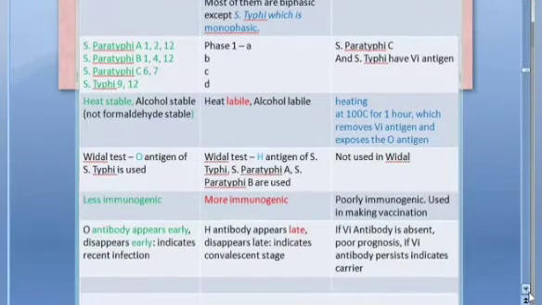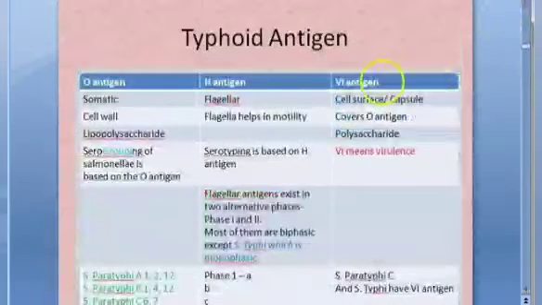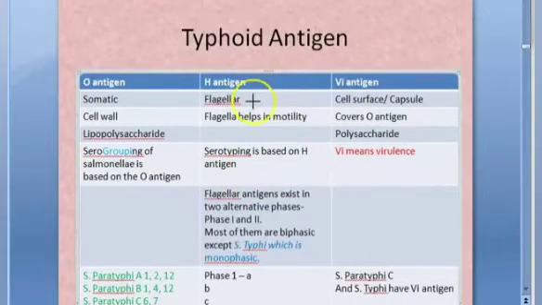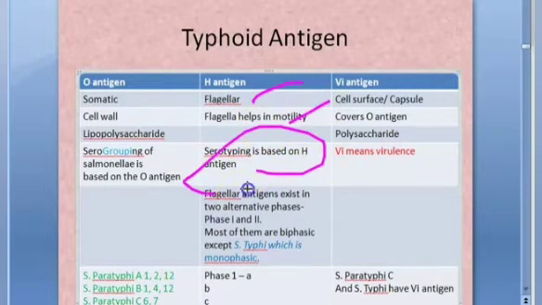Now, it is poorly immunogenic. So, you can use it to make vaccination. That's it. Some more information is there if you want, you can read about that. Then H antigen is a flagellar antigen. It helps in motility. Obviously, the serotyping is based on H antigen. Serogrouping is based on O antigen.